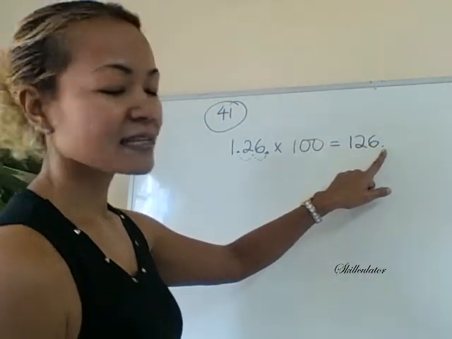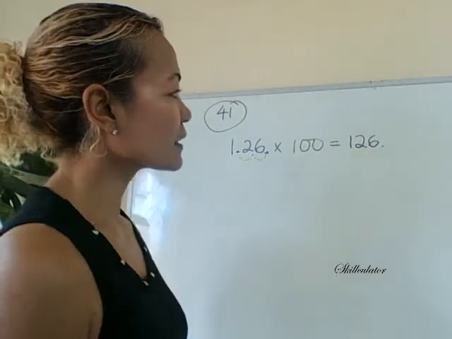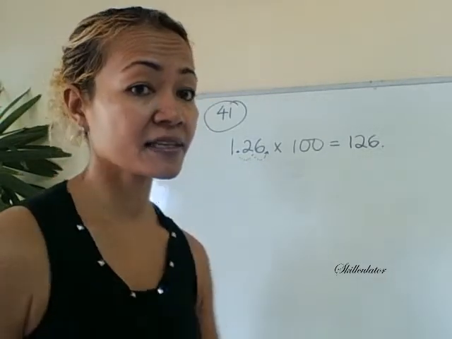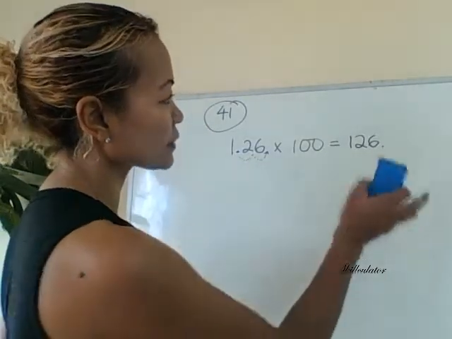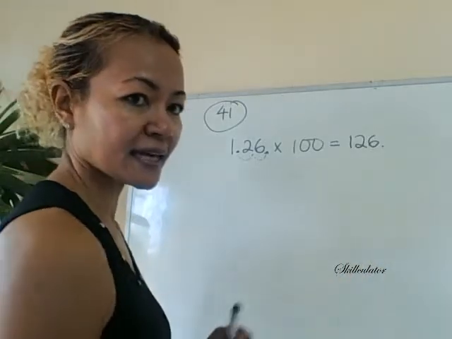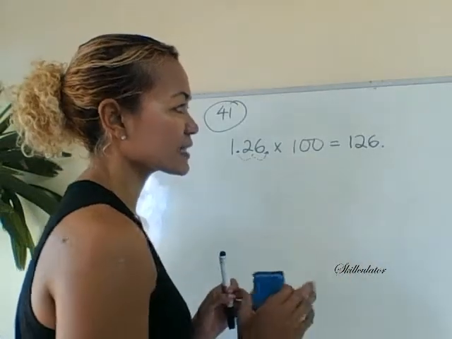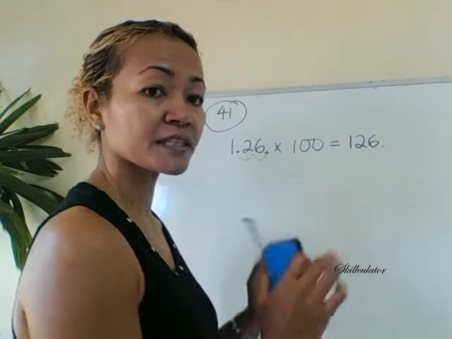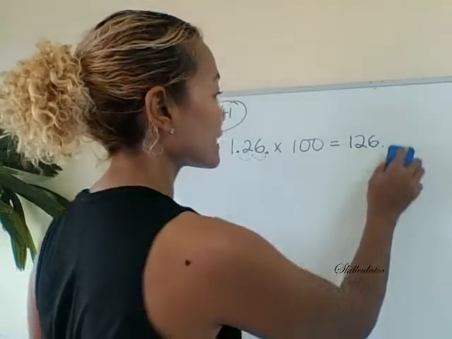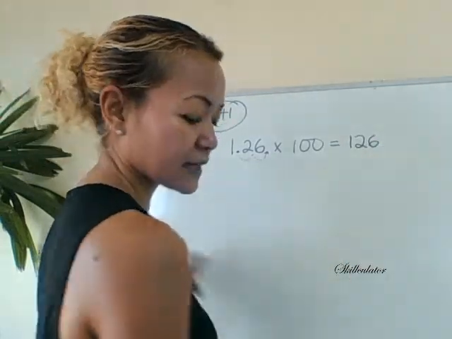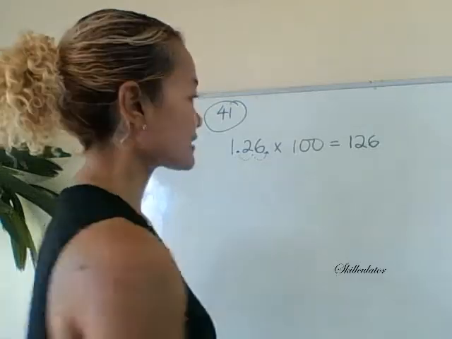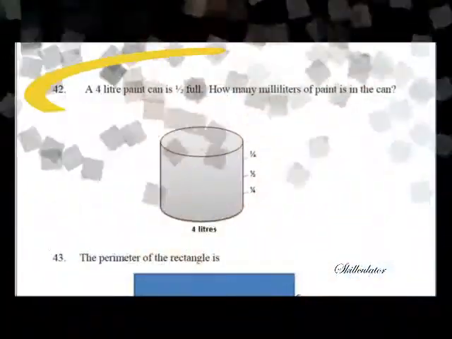And because the decimal point is on the end of the number, there's no real need to have the decimal point there anymore, because you know it's sitting there. Any number, if it doesn't have numbers after the decimal point, you know the decimal point is right there. You just don't show it. And that's the answer, 126.